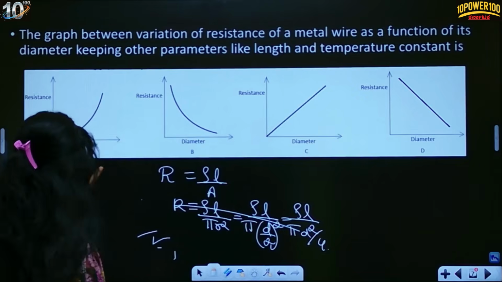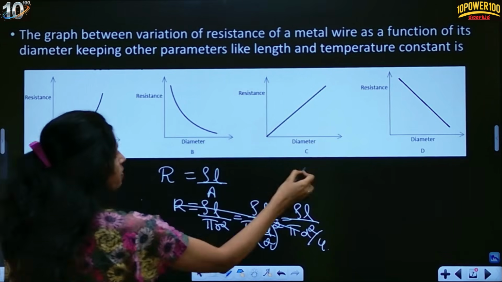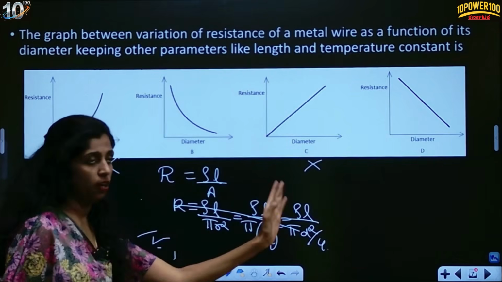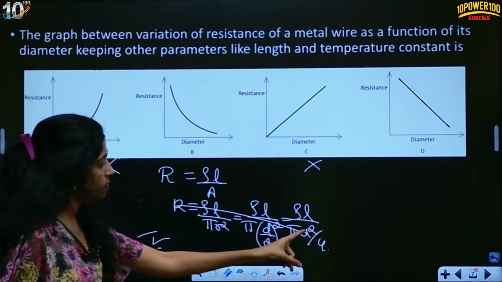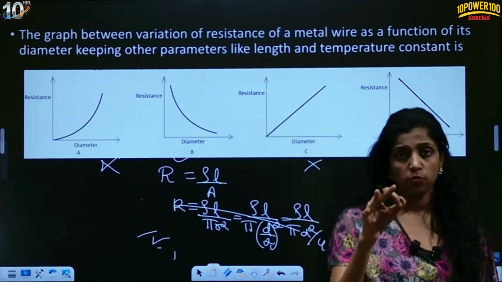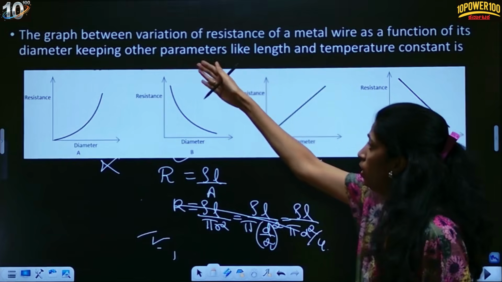So this is not the correct option, and even C is not the correct option. It should be either B or D because of the negative slope. Since it is a square, option B is the correct answer. If there's no square, then it's a straight line, but if it is a square, then it will be curved.